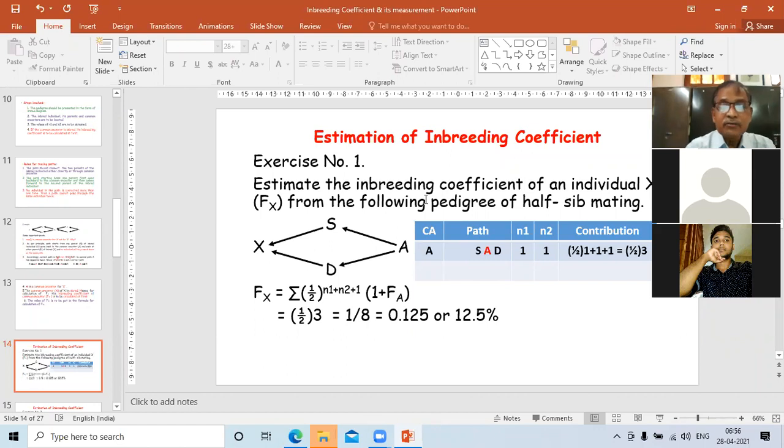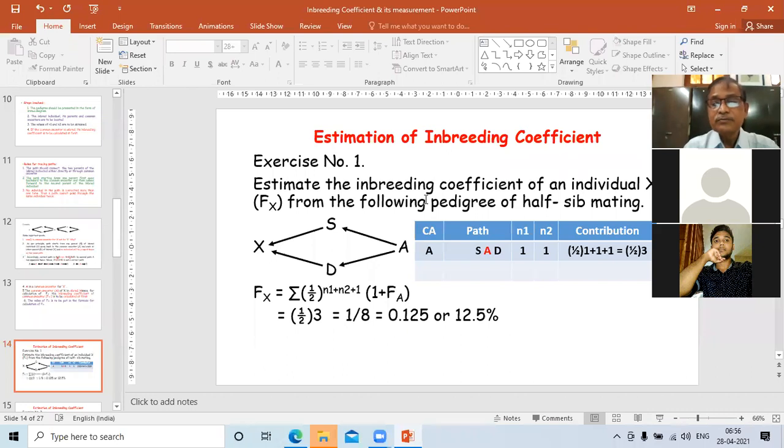So according to this diagram, who is the common ancestor? A is the common ancestor. We have already identified that S and D are the parents of X, and A is the common ancestor. So you write A here, then write the path. What is the complete path? That is S to A to D. That means the parents are connected. How the parents are connected through the common ancestor is called the path. S to A to D. Then what is the magnitude of N1?